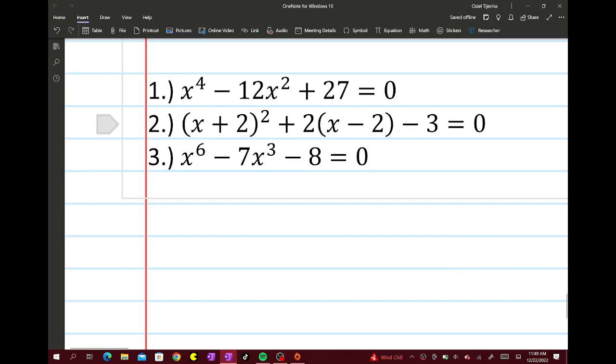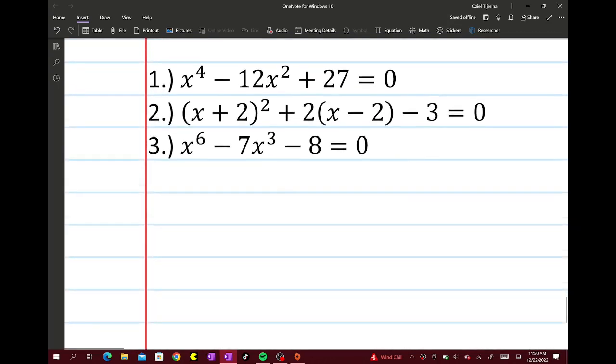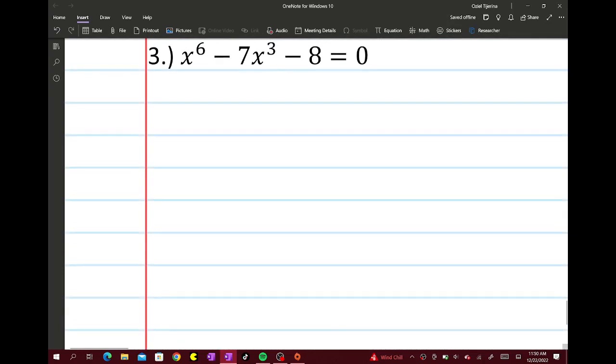These examples are mostly for trinomials, where there are 3 terms, right? So they're kind of like quadratics, but you're doing something a little bit extra at the end to solve for x. So basically, if we look at the first one, let me go ahead and copy down the first one.